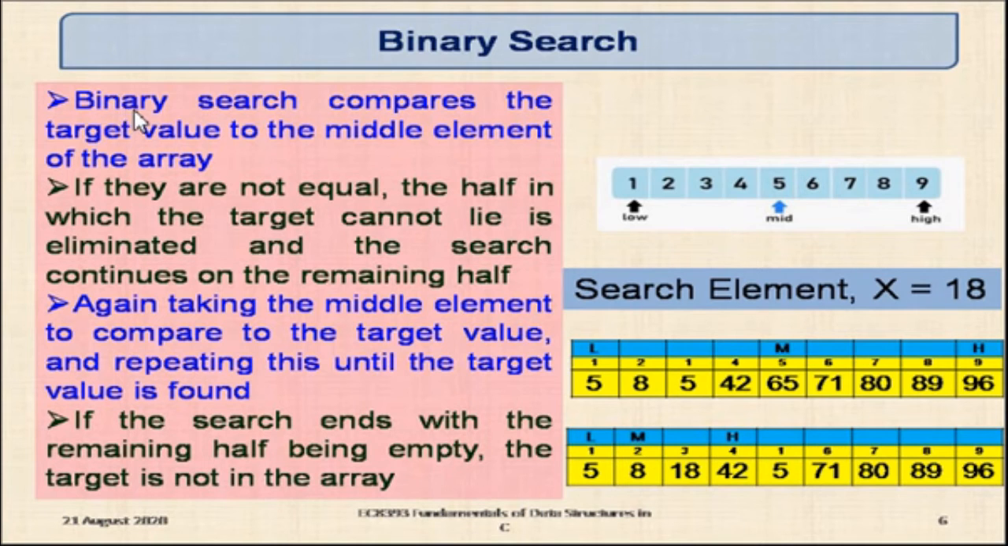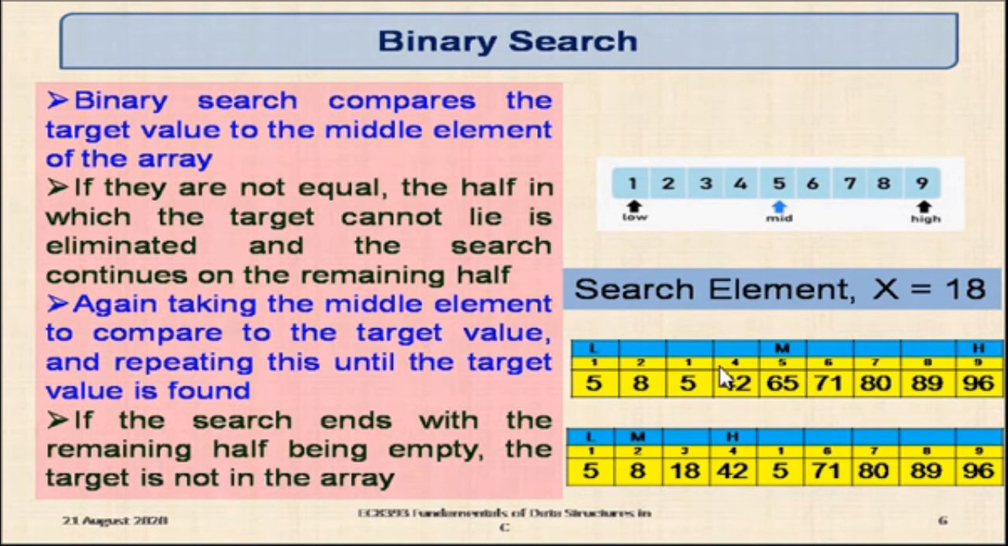That is, binary search compares the target value to the middle element of the array, right? Middle element of the array. So if you search for a particular value, say you just look at the example here. My search data is 18. I have 9 elements, and the pointers are like this. The pointer L is low, pointing to the first data. H is 9, pointing to the last data.